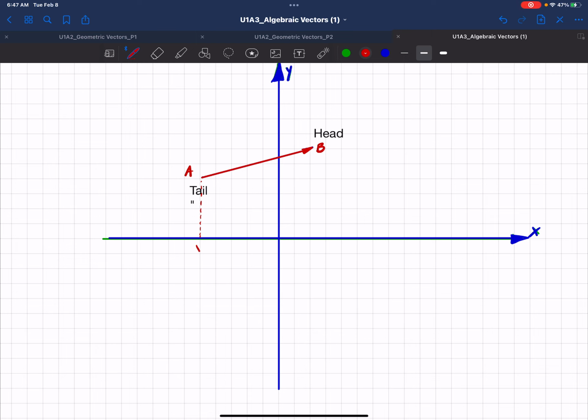So this one here would be the coordinate XA, YA, and the head will have the coordinates XB, YB. So we'll say that for an algebraic vector, we're going to need to know the coordinates of the endpoint, or the coordinates of the head and the tail. And once we know what the coordinates of the head and the tail are, then we'll know exactly where the vector is located, what the direction of the vector is, and what the magnitude of this vector is.